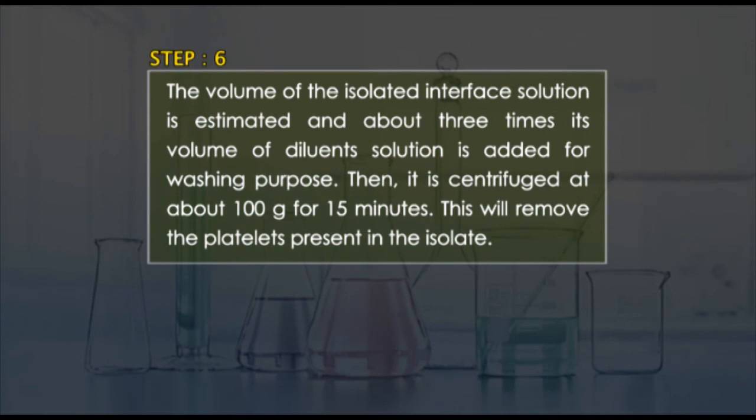In step 6, the volume of the isolated interface solution is estimated and about 3 times its volume of diluent solution is added for washing purpose. Then it is centrifuged at about 100 G for 15 minutes. This will remove the platelets present in the isolate.